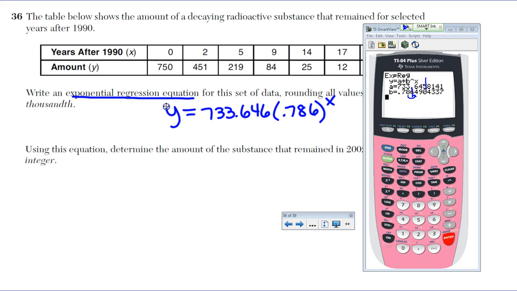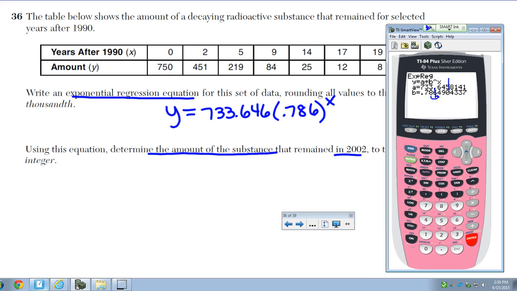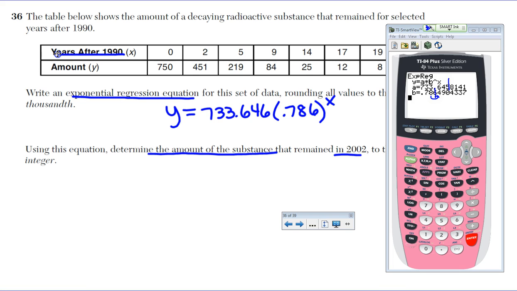So the next question is a follow-up question to use this equation. You have to determine the amount of the substance that remains in the year 2002. All right, now you only have 2 variables. The years after 1990 is your X, and the amount you have left is Y. So if you have to determine the amount, that means you have to find Y, and then this is the X. But you got to be careful. It has to be X years since 1990.